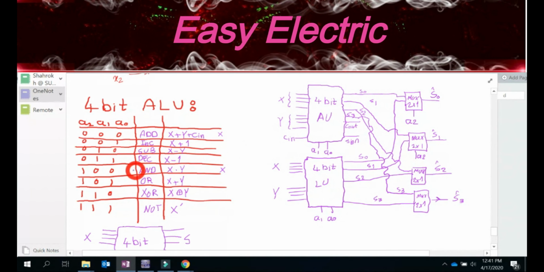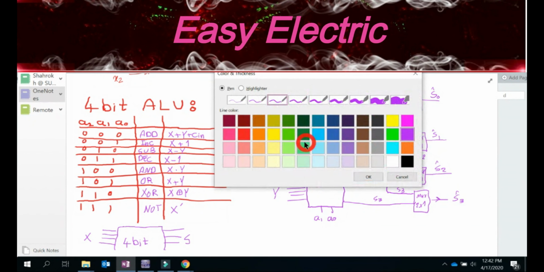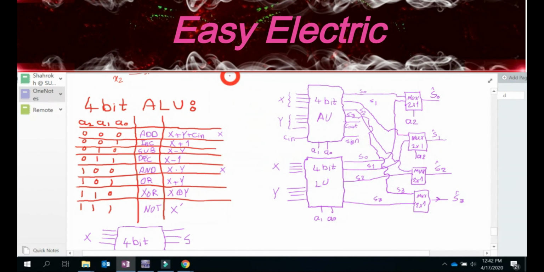So the answer is whenever this ALU works as a logic unit, as an LU, you don't need C out and sign. They should be 0. Whenever you work as an AU, definitely this should be your real C out and sign of your ALU. How could I do that? So maybe I change the color and I write a circuit. You tell me if you agree with this or not.